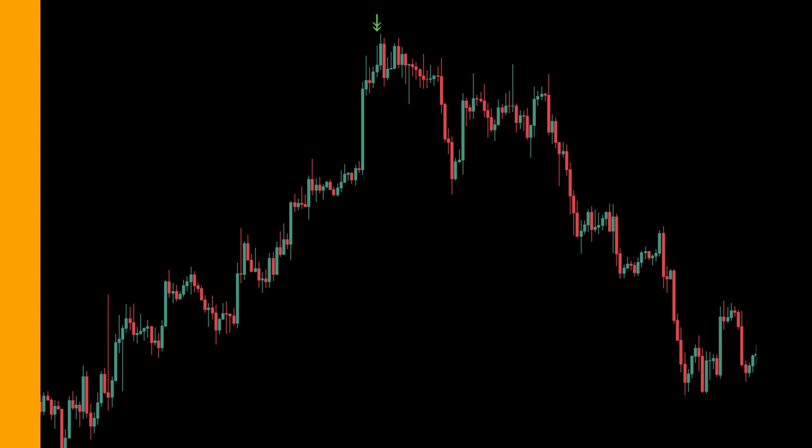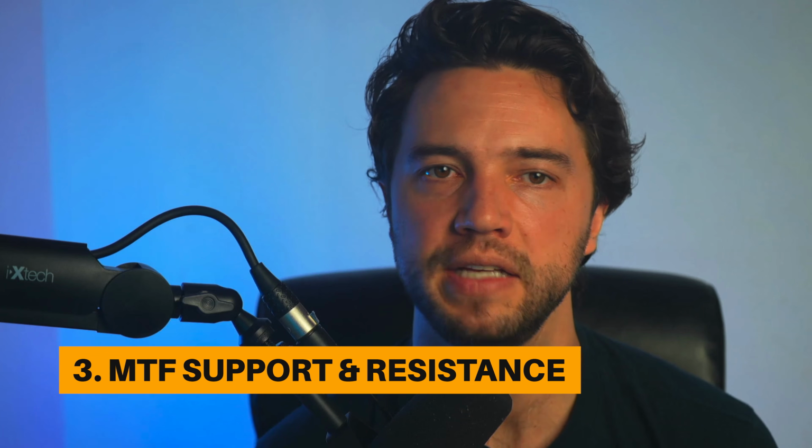Multi-timeframe graded support and resistance is an amazing feature that you can use to quickly find the most important levels on your chart.